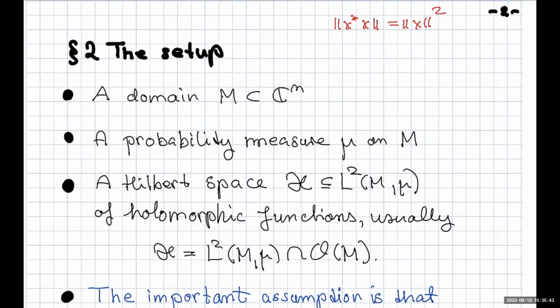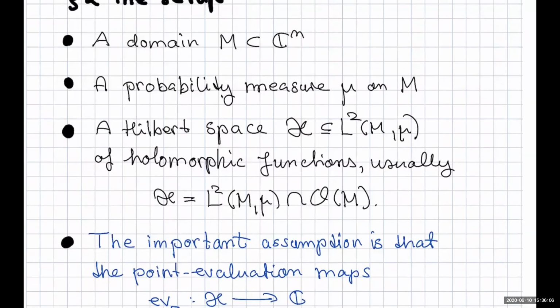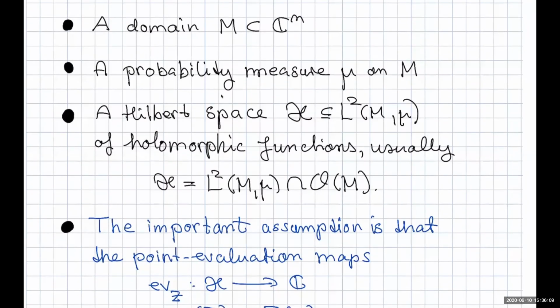Okay, so what is the setup that we will be looking at? What we will be looking at is a domain M in Cn. So this is an open, simply connected set in Cn. Okay, and this is open. And later on, we will assume that we have a group acting on this set. Okay, and then we have a probability measure on M. One can discuss if it is really necessary to have a probability measure, but that is what one usually assumes.